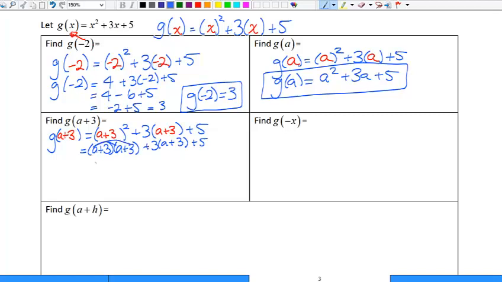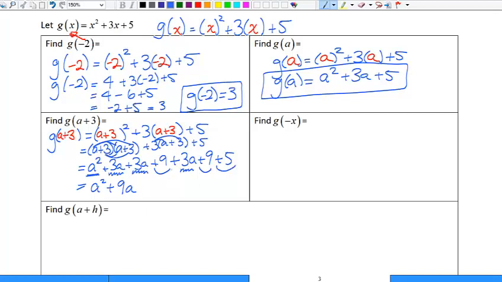Then I distribute, or FOIL, if you like the word FOIL for that. I like to call it double distribute. I take a times a, which is a squared, a times 3, which is 3a, 3 times a, which is 3a, and 3 times 3, which is 9. Distribute on the next one, 3a plus 9 plus 5, and then I'm going to combine like terms. A squared is the only squared term, but I have 3a, 3a, and then another 3a, which gives me 9a. Then I have plus 9, plus 9, plus 5. 9 plus 9 is 18, plus 5 more is 23.